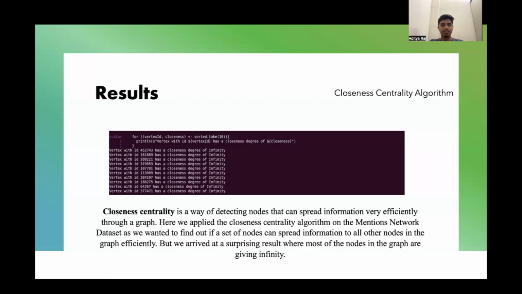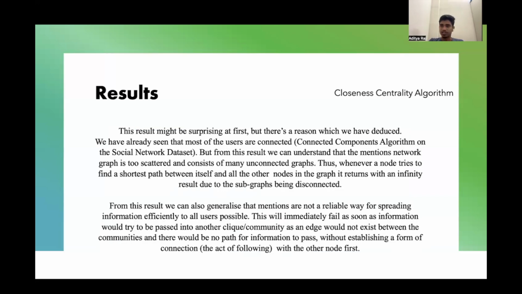But we actually arrived at a very surprising result where all of the nodes are giving us a result of infinity. As you would have already seen before in the math, closeness centrality is defined by the number of nodes divided by all the shortest paths in the graph. So the result is quite surprising, but there is a simple reason, we think, as to why we are getting infinity.